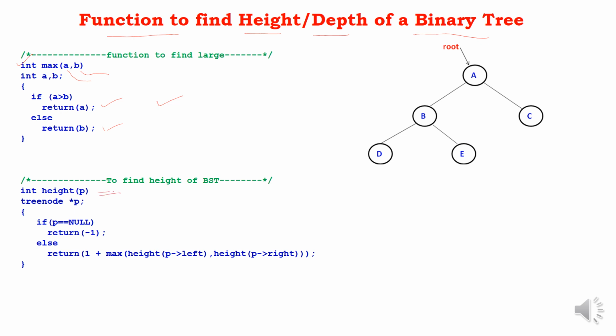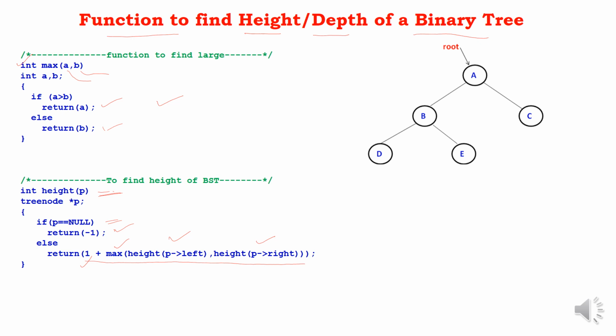So height of P. So height of a root, height of a binary tree. Normally, a pointer is pointing to root node P or root. We wanted to find height. If it is null, means if it is an empty binary tree, it returns -1. Otherwise, it calls 1 plus maximum of height of P left comma height of P right. That is left subtree, right subtree. Find height of left subtree, find height of right subtree, find the largest value, add 1 so that you can get height of a binary tree.